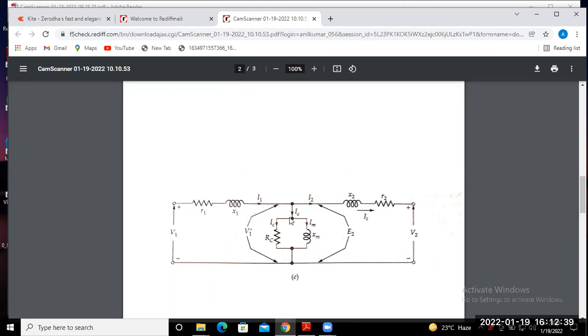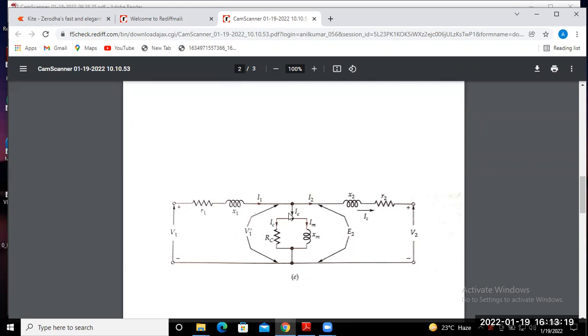This exciting shunt branch, that means the exciting current flowing through RC and XM, that is IC and IM, the core loss current and magnetizing current, may be taken either on the primary side before the series impedance, or from the outside on the secondary side. So if we draw the simplified diagram, it will look like this. This shunt branch may be placed on either this side or this side.